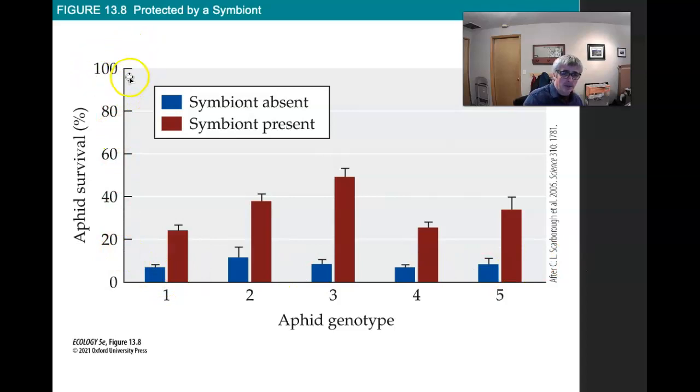Survivorship is shown here, so 100% survivorship is everybody's fine. Even with the symbiotic bacteria, we still have a relatively large mortality rate. If we have a survivorship of 50%, we have a mortality rate of 50%. Survivorship of 25%, mortality of 75%. But it's much worse without the bacterial symbiont. When exposed to the fungus, less than 10 or 15% survive. Whereas with the symbiont present, survivorship varies, but between 50 and 25-ish%. So it's better with the symbiotic bacteria.